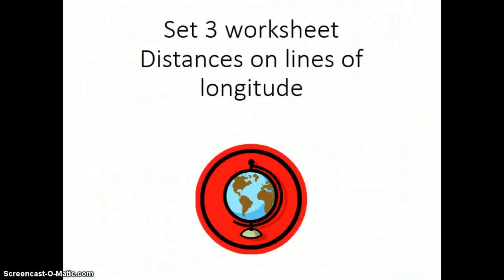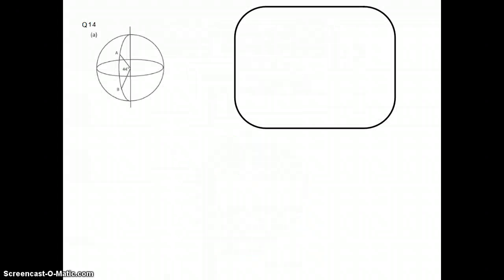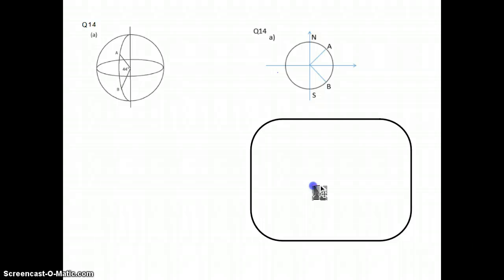Now, here's a couple of examples from set 3 in John Short's textbook. So we're just going to look at a couple of those. This one, question 14. Now, that's how you're given the question originally. A and B, and they're 44 degrees apart in total. A good idea, again, as I said, to draw yourself a cross-section like that. So you draw your cross-section, and then you put 40, actually, we don't know what the separate ones are, but in total it is 44 degrees.